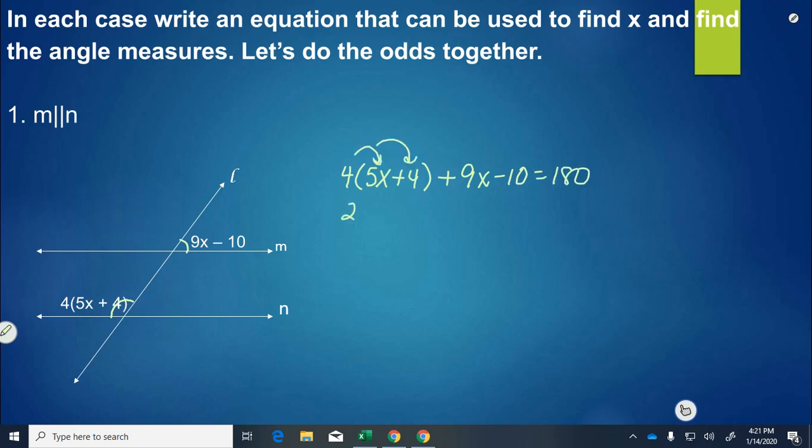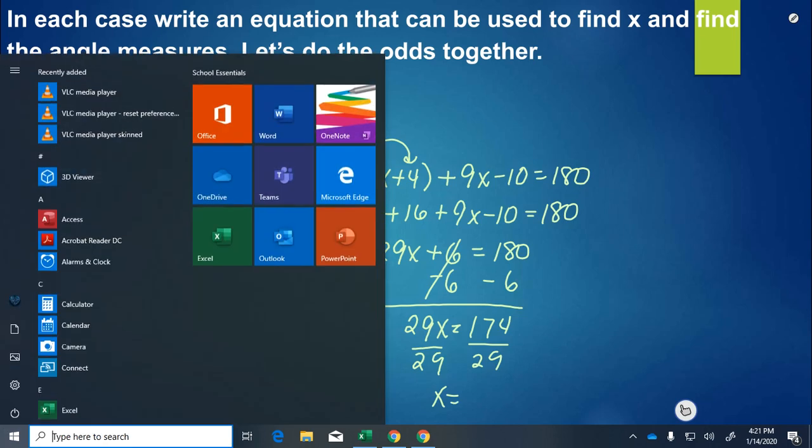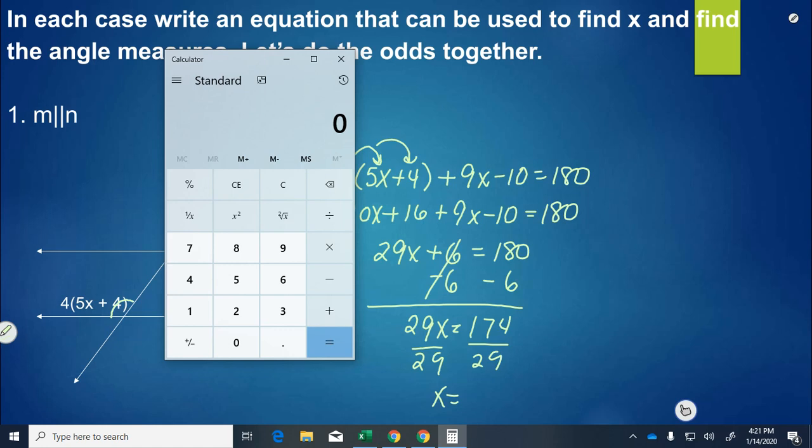Distribute the 4, we get 20x plus 16 plus 9x minus 10 equals 180. 20x plus 9x is 29x. 16 minus 10 is positive 6, equals 180. Subtract 6 from both sides, and 29x equals 174. Divide by 29, and your guess is as good as mine. I don't know that division off the top of my head, so we're going to take out our calculator and do 174 divided by 29.